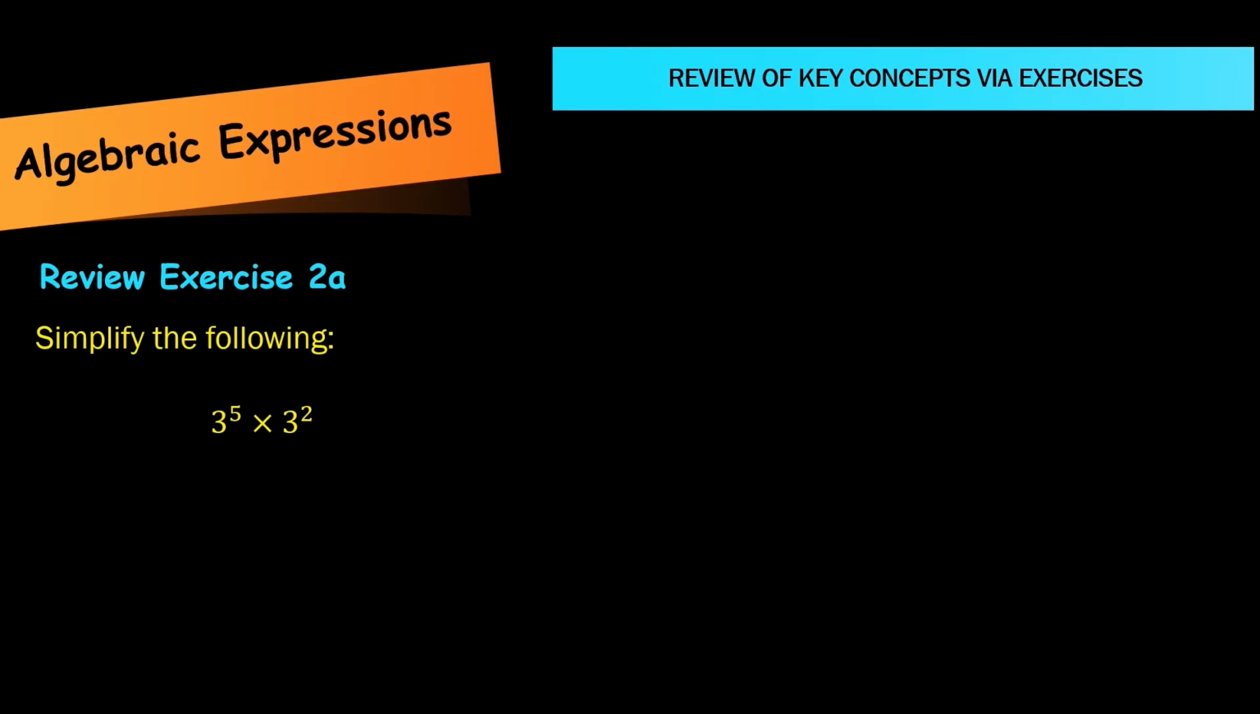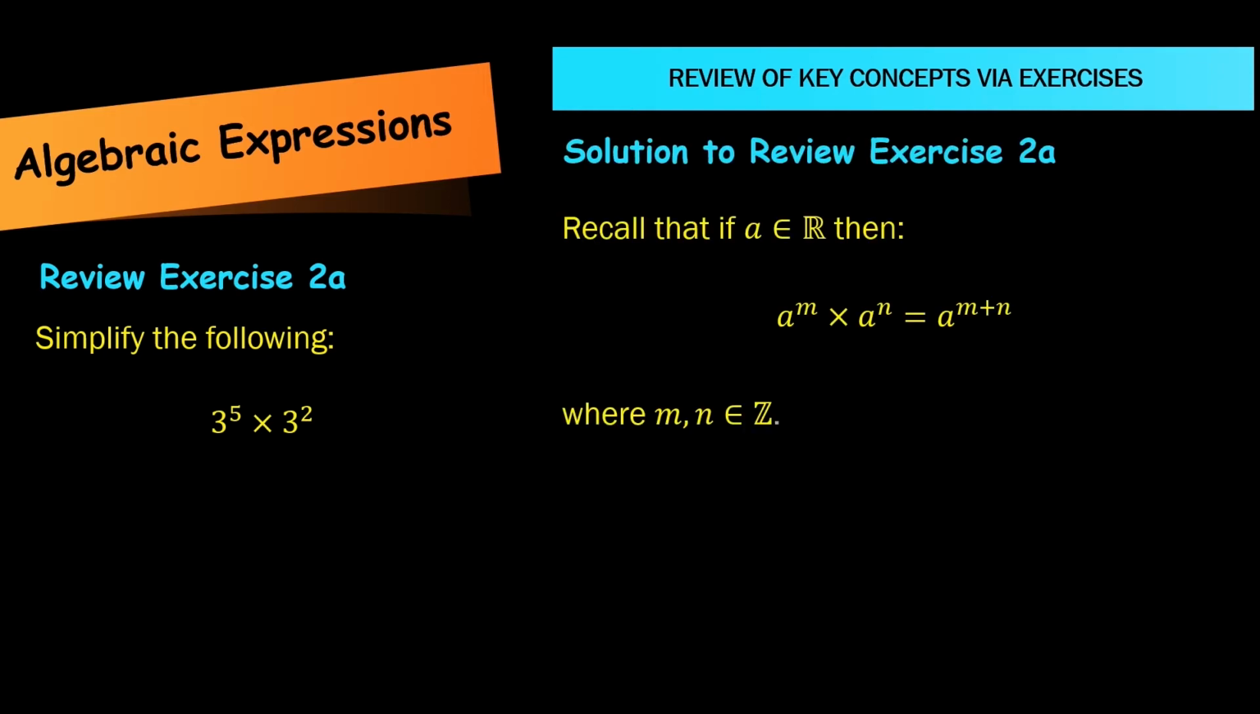Now let's solve review exercise 2a. Simplify the expression shown on your screen. Recall that if a is a real number, then a to the power m times a to the power n is equal to a to the power m plus n. In this case, we're looking at m and n being integers. Recall that integers are whole numbers. They could be negative or positive. So 3 to the power 5 times 3 to the power 2 is 3 to the power 5 plus 2, which is of course 3 to the power 7.